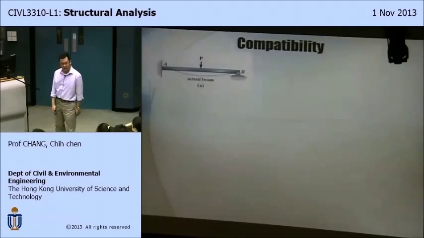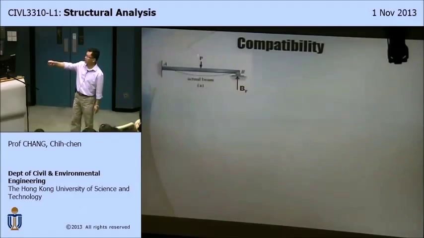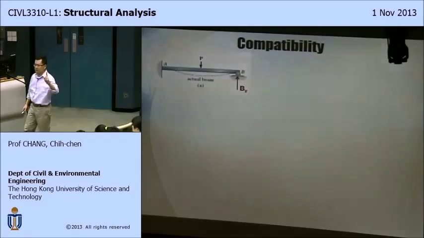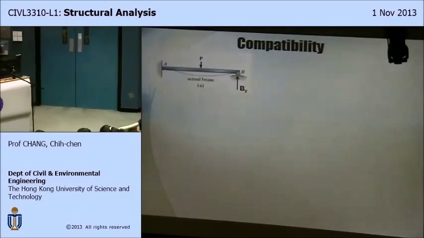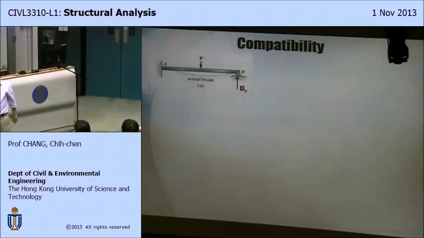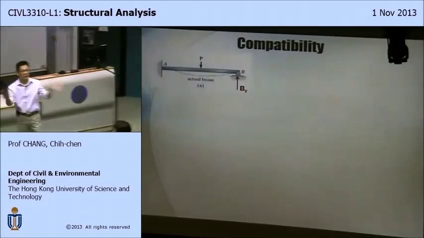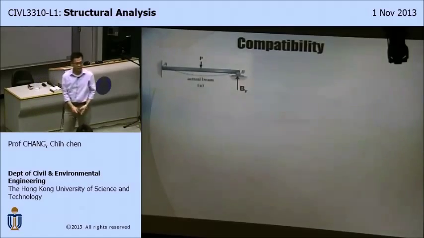So what is a compatibility? The concept is very easy. Here, I have a loading P. This is a 1 degree indeterminate structure, 1 degree indeterminate. So what does that mean? It means that I have 1 too many. But 1 too many means that if that redundant, so-called redundant, is known, then I can solve the structure. You only need 1. You only need to solve 1 force.